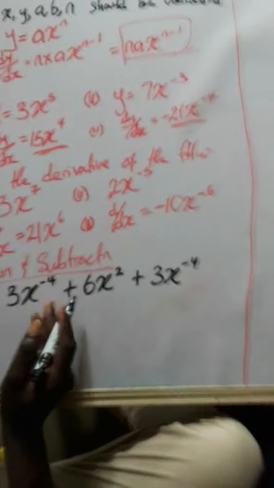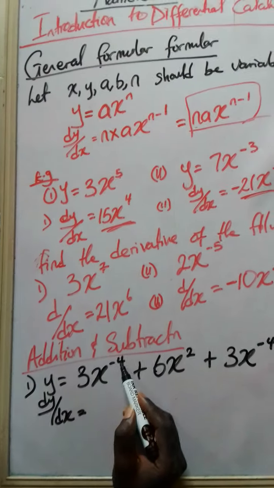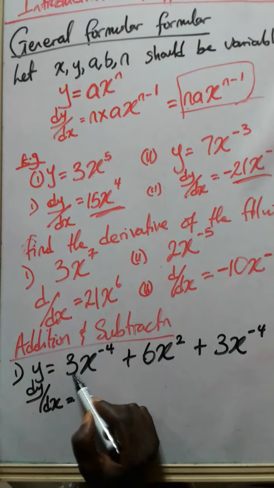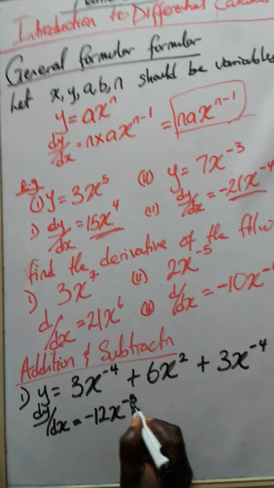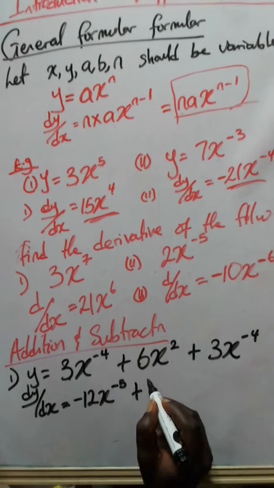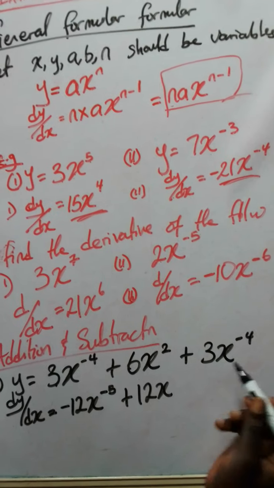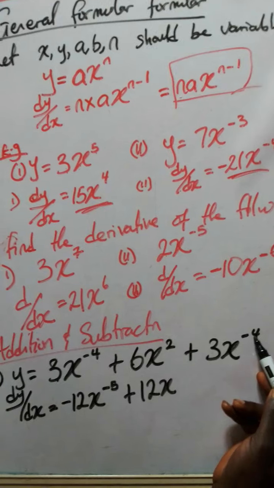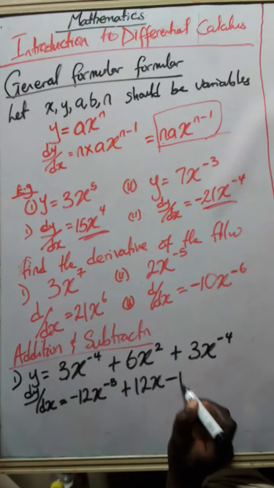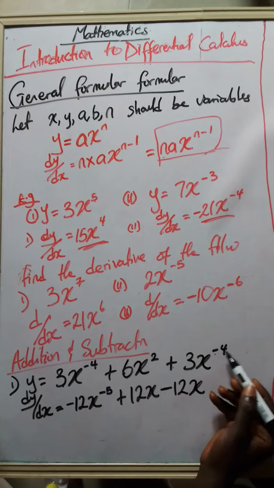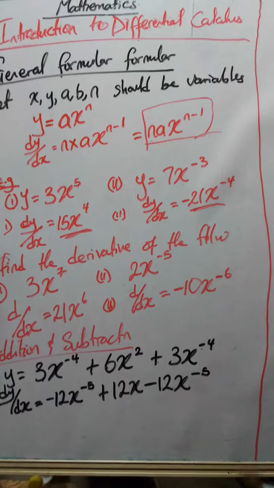Now, y with respect to x, so we have dy/dx will be equal to minus 4, the power, multiplied by the coefficient of x, which is minus 12x raised to power minus 5, plus 2 times 6, 12x, 2 minus 1, that's 1, so we don't need to write that one. Then we have minus 4 times 3, which is minus 12. To affect the negative sign, we have minus 12x raised to power minus 4 minus 1 will give us minus 5. So that's okay. We can have another example.